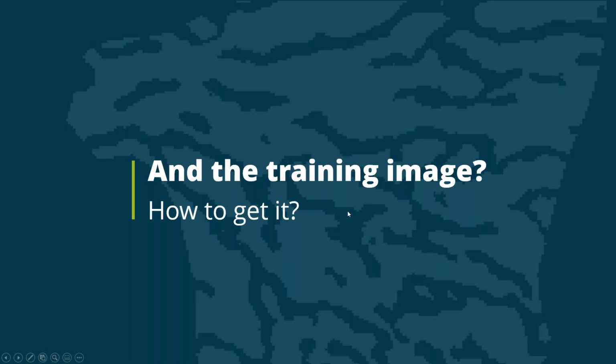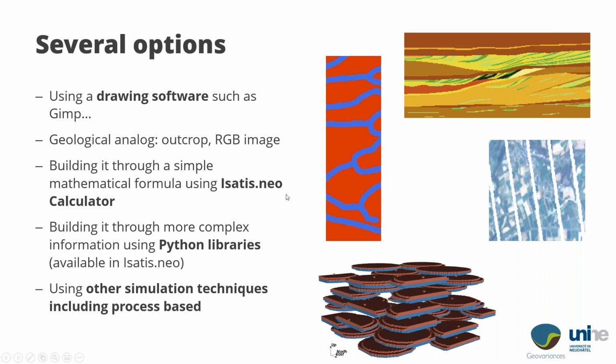So now I want to talk about the training image and how to get it. So several options are available. So we can use a drawing software such as GIMP, and it is the case in this training image. So like that, I can display directly the training image that I want to use.